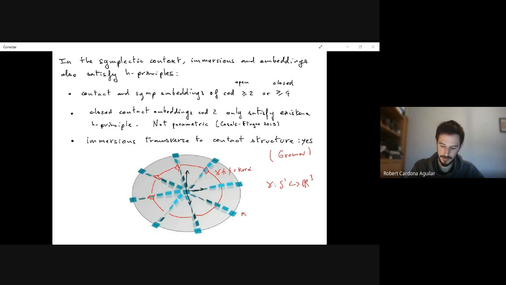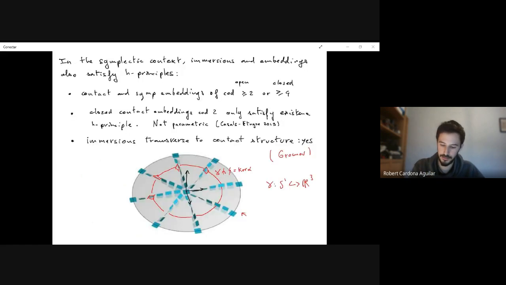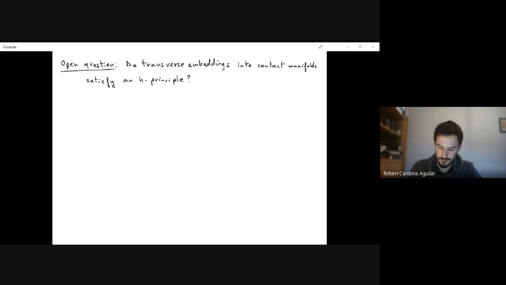So what you can ask instead, and this is open, is whether transverse embeddings satisfy an h-principle. Here you really need to restrict to immersions. If you start with an embedding which is formally transverse, you will end up with an immersion that might have self-intersections. What you would like is that you end up with an embedding, not only an immersion. So this is the open question here.